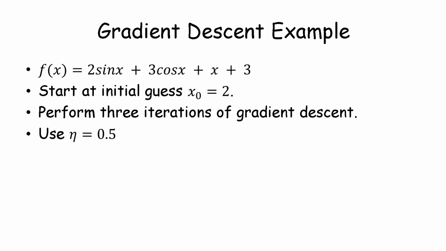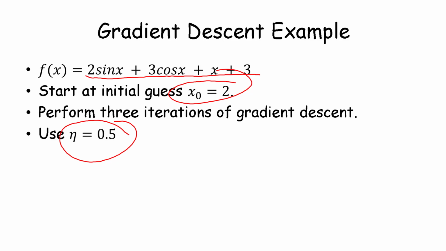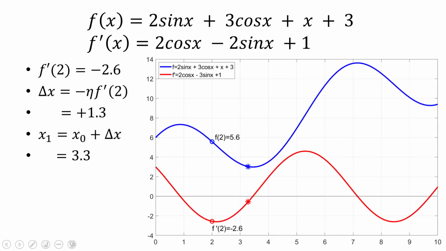Let's walk through another example and see the values of x at each iteration of the gradient descent algorithm. This is the function that we will try to minimize. And we will start at an initial guess of x equals 2 and use a learning rate of eta equals 0.5. The derivative of this function is 2 cosine of x minus 2 sine of x plus 1. I have shown here the plots of the function and its derivative for reference. We don't really need to create this plot when we are working on the gradient descent algorithm. I'm just showing it to help you understand the process.